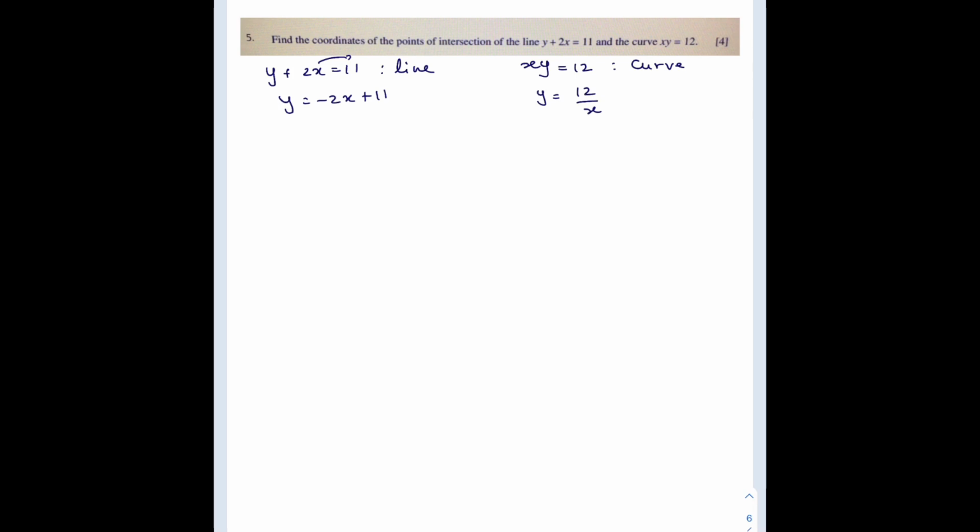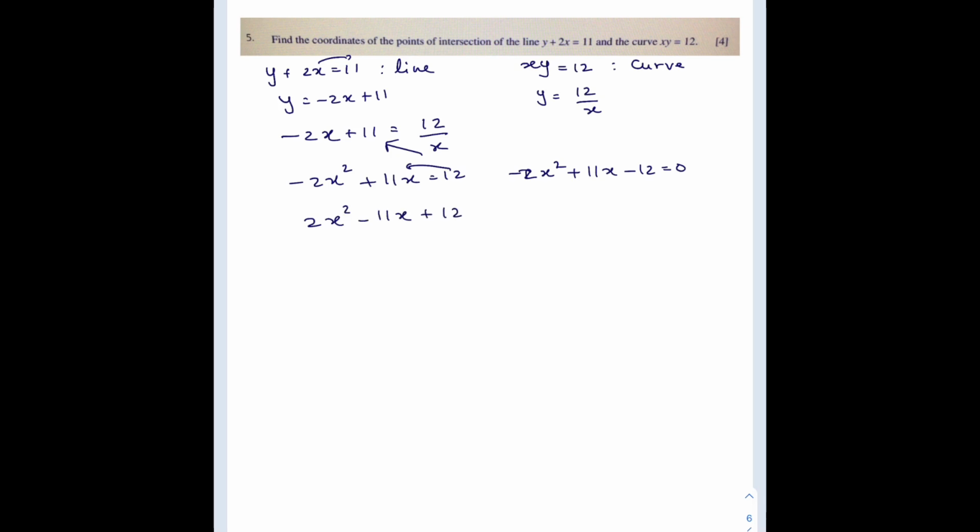So I'm comparing now. At the point of intersection, the equation of the line is the equation of the curve. So I'm writing negative 2x plus 11 equals 12 over x. So I'm sending x there. So negative 2x squared plus 11x is 12. Setting 12 there. So it's negative 2x squared plus 11x minus 12 is 0. Multiply throughout by negative 1. So that becomes 2x squared minus 11x plus 12 equals 0.